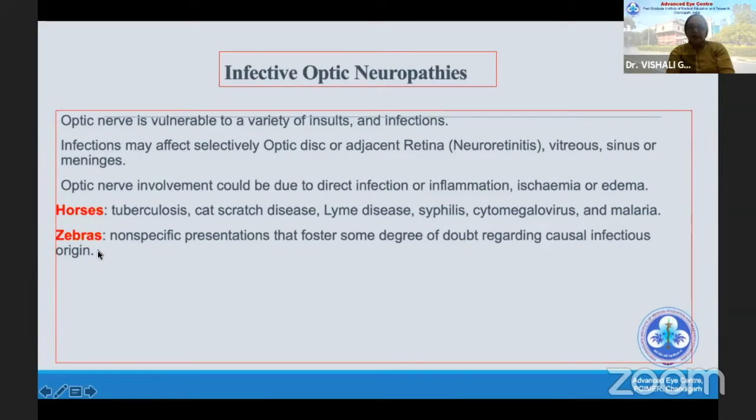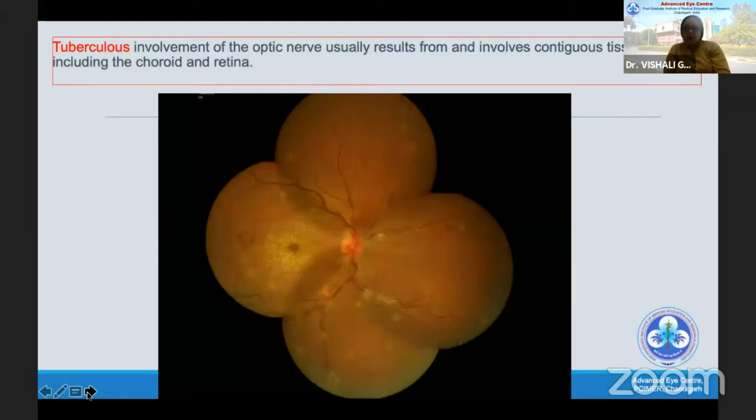Then there are zebras. Zebras are basically the very non-specific presentations where you have to have a very high index of suspicion, and these are very unusual conditions. So let me take you over to some of these infections.